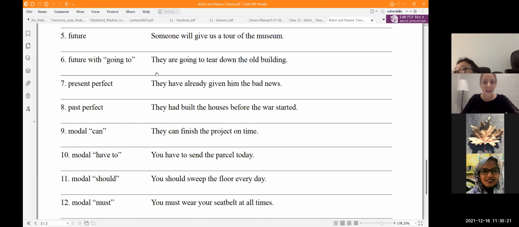Number 6. They are going to tear down the old building. The old building is going to be torn down. Okay. Torn, T-O-R-N. Same as worn. Wear and tear. Yep, worn. Torn, yeah.